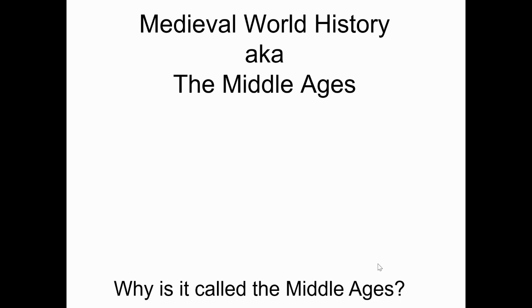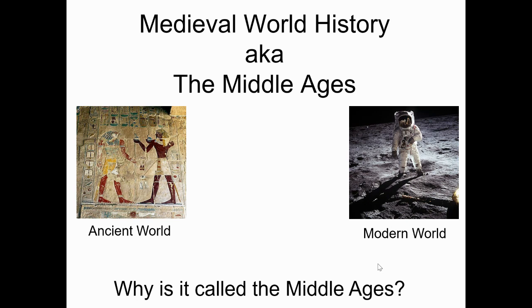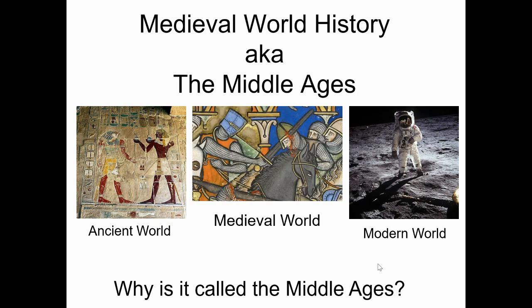So, why is it called the Middle Ages? Well, when we look at recorded history, there's the ancient world, which began way back in the Middle East, in places like Mesopotamia and ancient Egypt, when they learned how to create a writing system. And today we live in the modern world. And in the middle is the Middle Ages, the medieval world. So that's why it's called the Middle Ages or the medieval world, because it's in the middle.